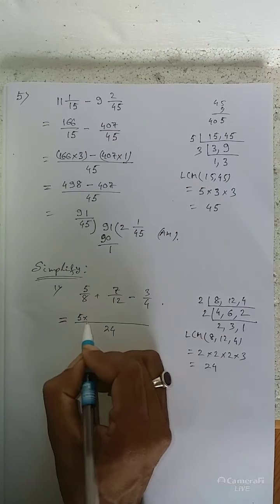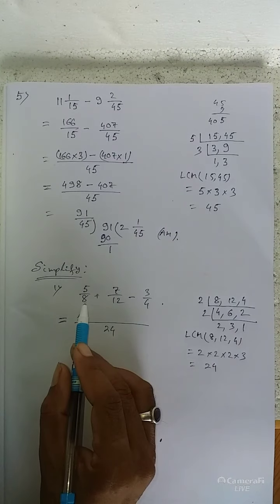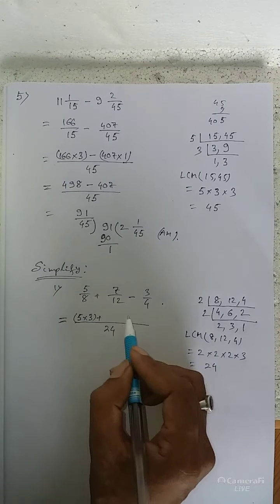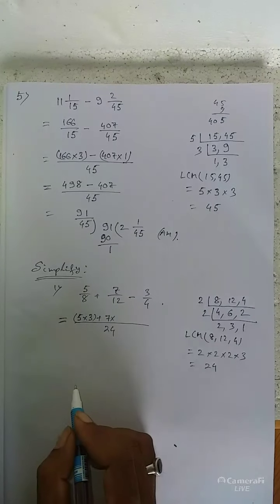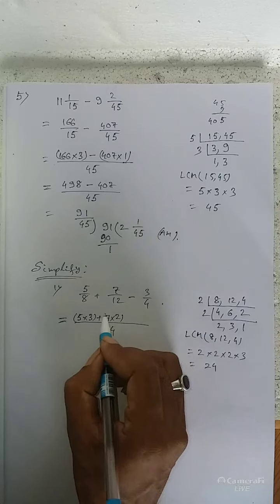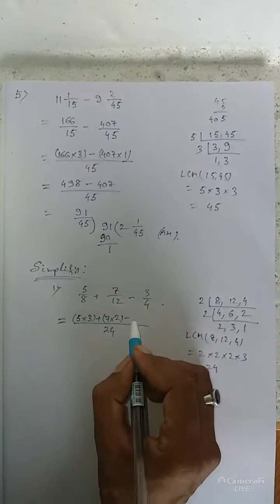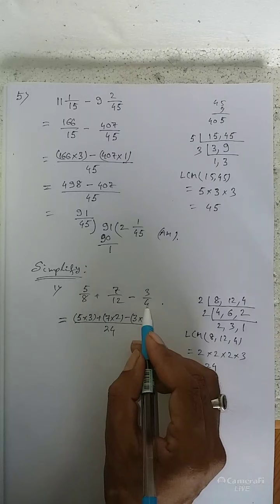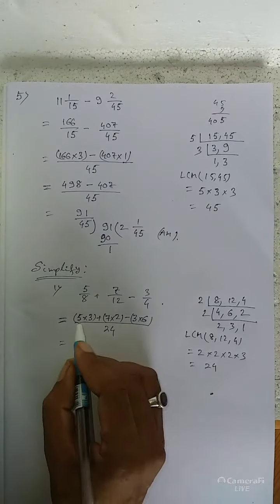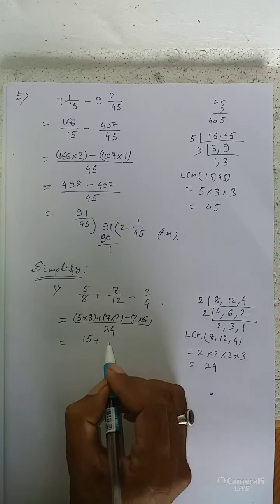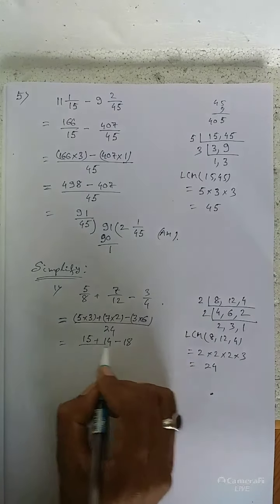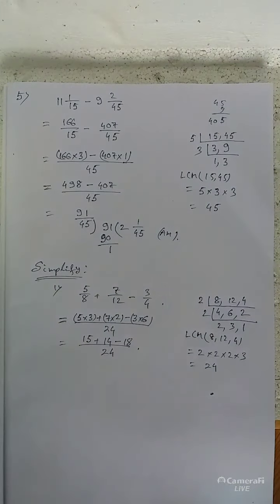So 5 multiplied by 24 divided by 8, that is 3, plus, give the plus sign, 7 multiplied by 24 divided by 12, 2, minus, again 3 multiplied by 24 divided by 4, 4 6s are 24. Now 5 3s are 15 plus 2 7s are 14 minus 3 6s are 18, by 24.